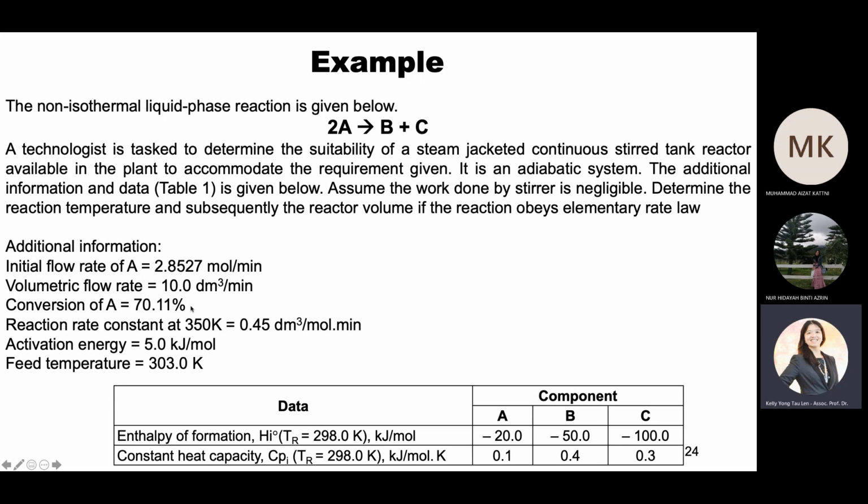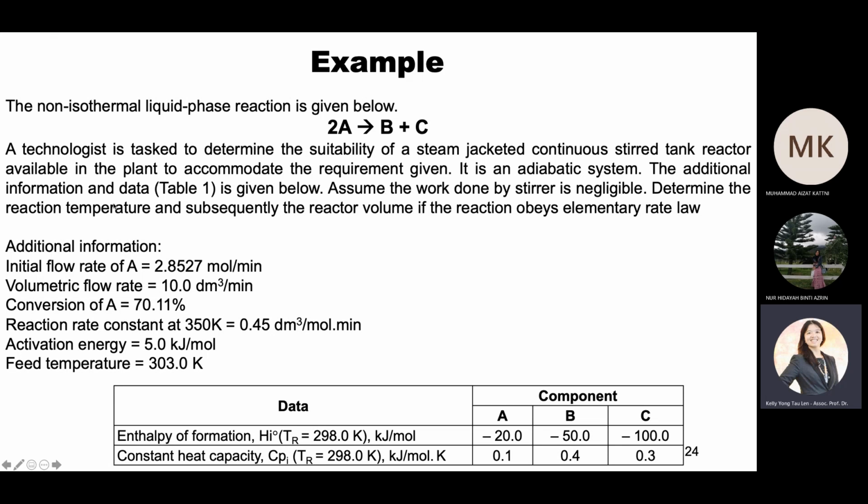Okay, to finish up, one last question for today before we finish. The question states a non-isothermal liquid phase reaction. We are using a steam jacketed CSTR. It says adiabatic system, so when you read adiabatic, you immediately know Q is zero. And it gives us more information: assume work done by the stirrer is negligible. Meaning Ws, the shaft work, is 0 because the work done is negligible. So Ws is zero, and because it is adiabatic, Q is also zero.